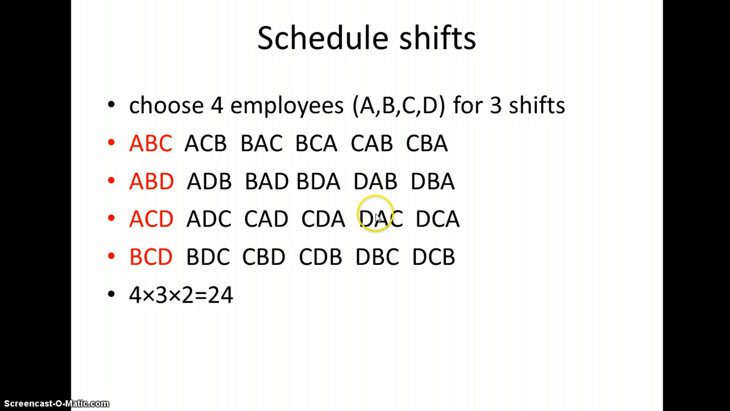If we are only interested in the number of different ways of scheduling, we can do it this way. So step 1, we're gonna pick somebody for the morning shift, and we have 4 employees. That means we have 4 choices. We can choose A or B or C or D. So there are 4 possible ways to do the morning shift.